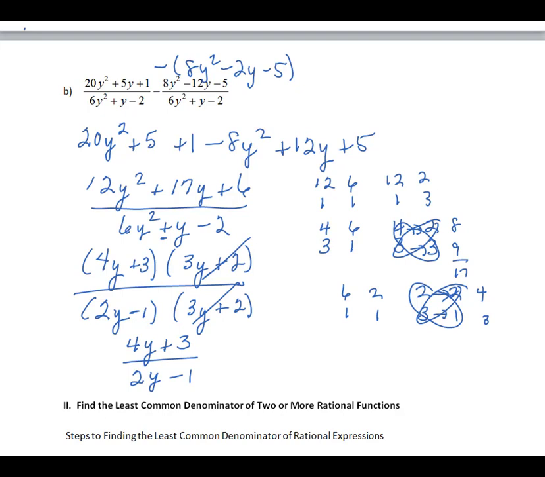All right, so in the next video, we're going to look at adding and subtracting rational expressions that have unlike denominators. And so we're going to have to look at how do we find the LCD and how do we build fractions to have that LCD.